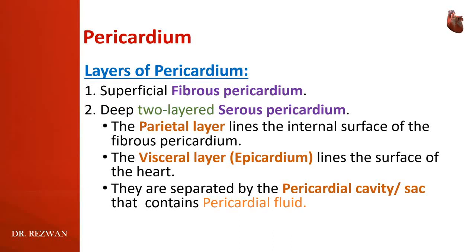Now what are the layers of the pericardium? Pericardium has two layers. The superficial is called the fibrous pericardium, and the deep layer actually has another two layers. The deep layer is the serous pericardium. It has the outer parietal layer that lines the internal surface of the fibrous pericardium, and the visceral layer, which is also known as the epicardium, that lines the surface of the heart. These parietal and visceral layers are separated by the pericardial cavity or the pericardial sac, and this cavity contains pericardial fluid.